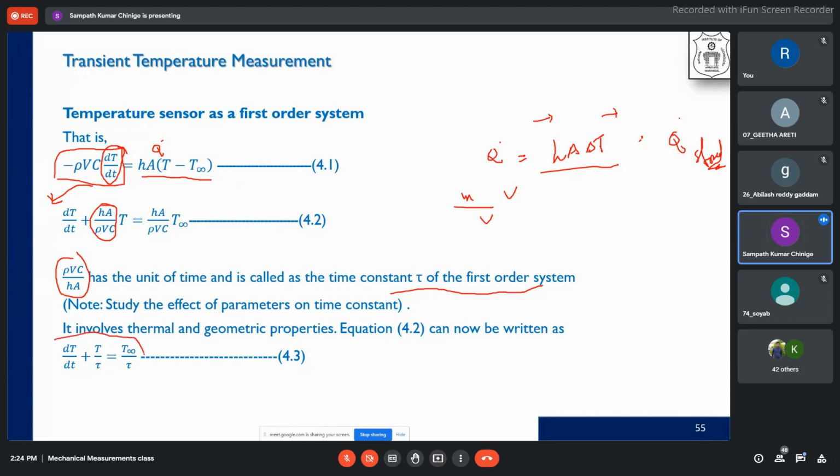So equation 4 can be written as dT by dt, that is the transient term with respect to the temperature. Tau is the time constant and T infinity is the ambient air temperature. So this is the expression for transient measurement of the temperature.